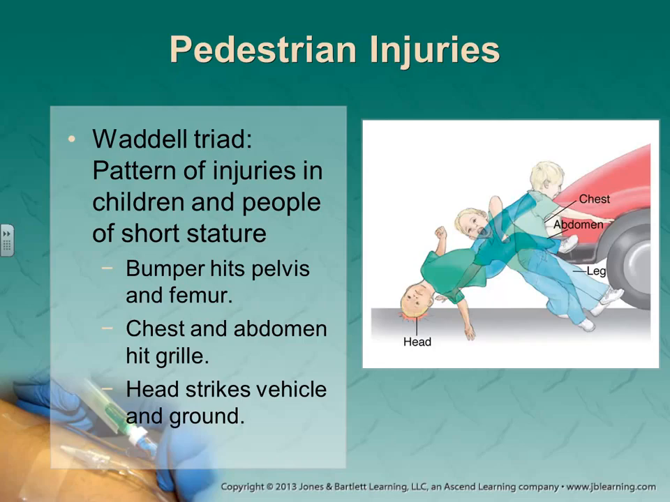You got this new triad, the Waddell triad. The pattern of injuries in children and people of short stature. Bumper hits the pelvis, chest and abdomen hit the grill, the head strikes the vehicle and the ground. Ouch. So you're looking at all kinds of injury here.